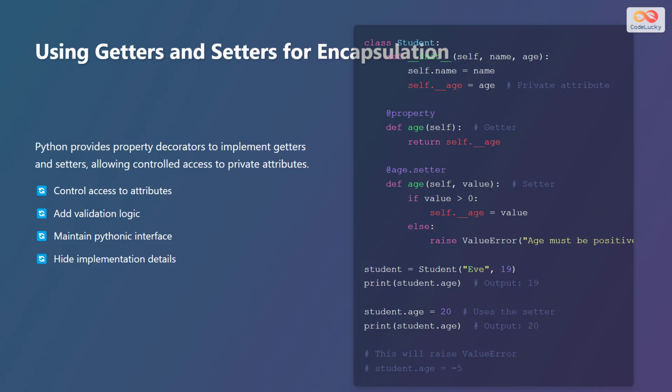In this code, we define a getter and setter for the private attribute __age. The setter includes a validation check to ensure that the age is always positive. This helps ensure that the private attribute is never set to an invalid value.